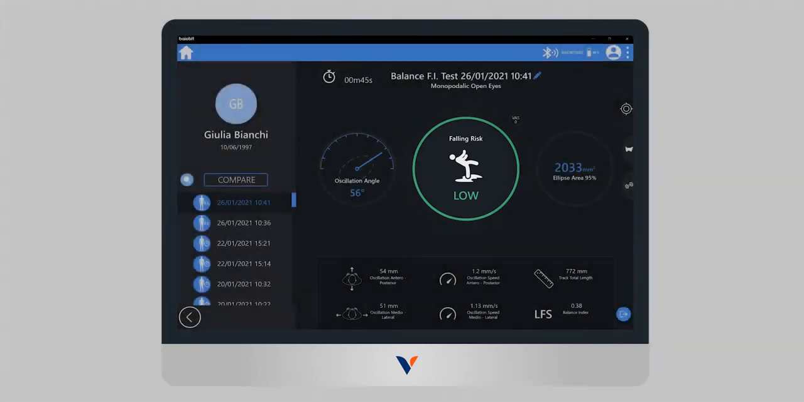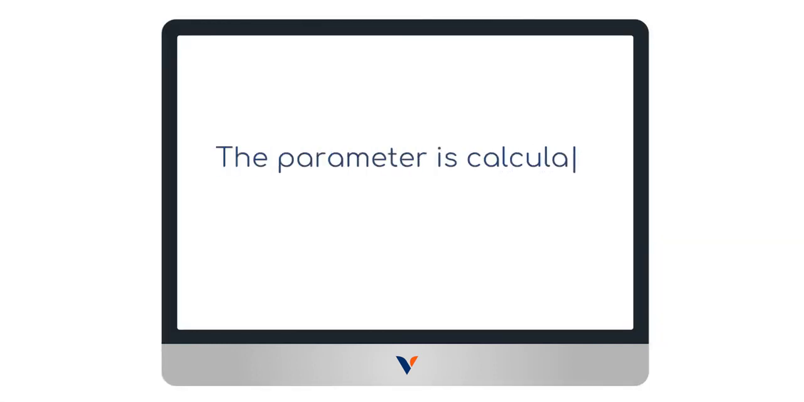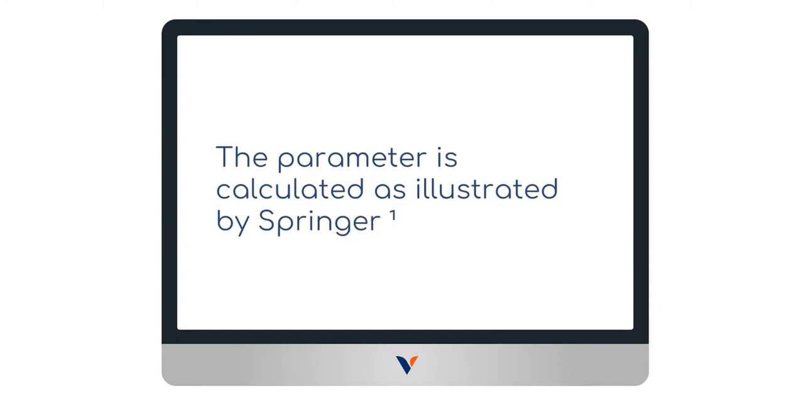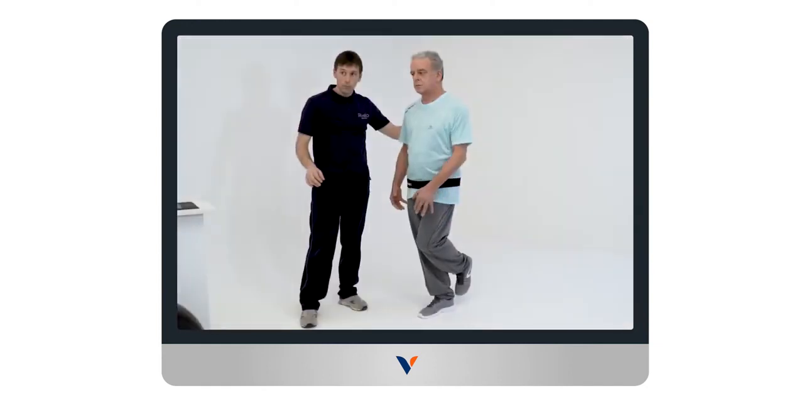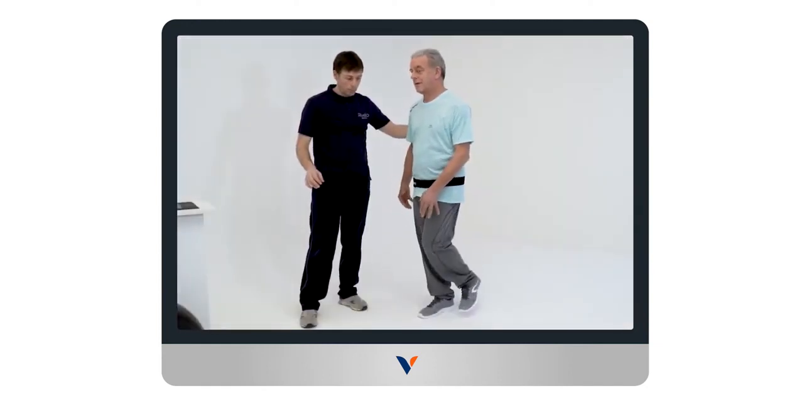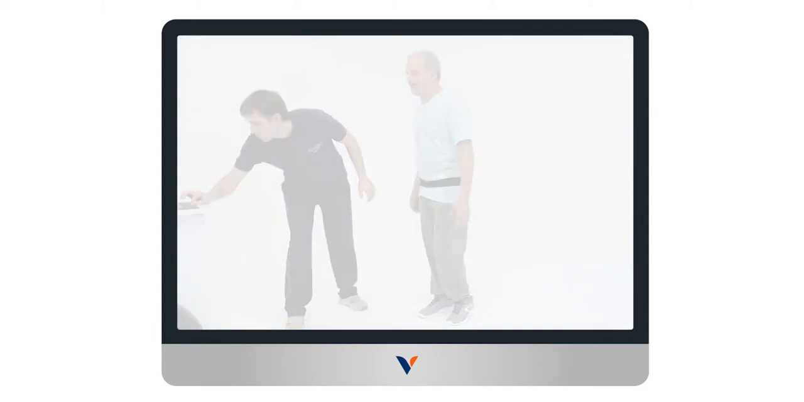Risk of fall. The parameter is calculated as illustrated by Springer. This index allows for a repeatable and quantifiable falling risk index, evaluating the purely motor aspect of falling by measuring the duration the subject can hold one leg balance without falling.